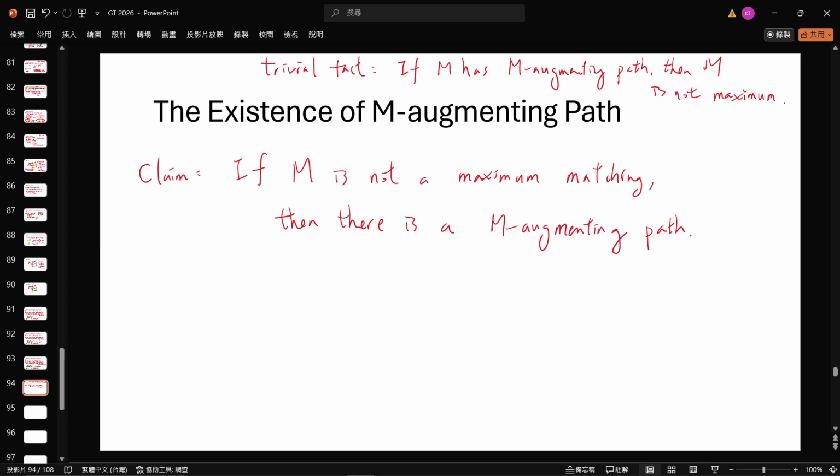Okay. So this is trivial, but this is not so trivial. Anytime you have an M augmenting path, you can use it to find a larger matching. So if you have an M augmenting path, then the matching you have is definitely not the maximum matching. Okay. But we want to consider the reverse direction. So if M is not the maximum matching, I can show you that there's always an M augmenting path, okay?